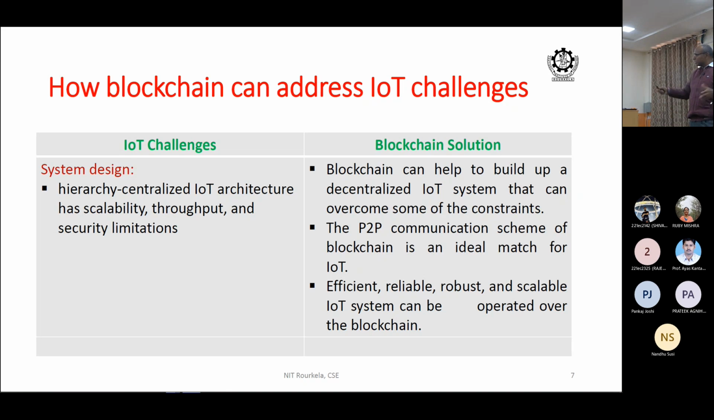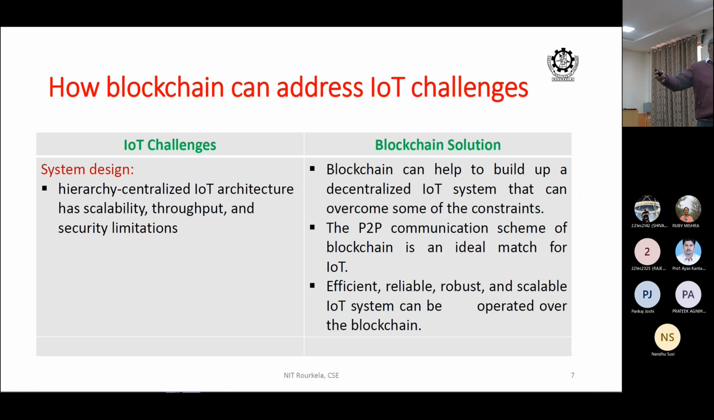Now, we'll discuss the blockchain. We'll discuss more on the blockchain and how blockchains can overcome some of these issues. Blockchain is a distributed, decentralized, transparent system. Blockchain can help build a decentralized IoT system that can overcome some of the constraints that the present IoT infrastructure is facing, since it's a highly centralized one.